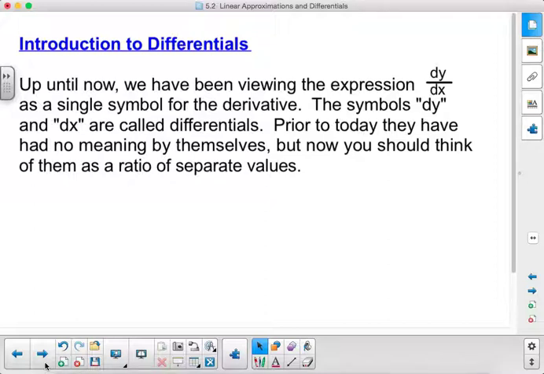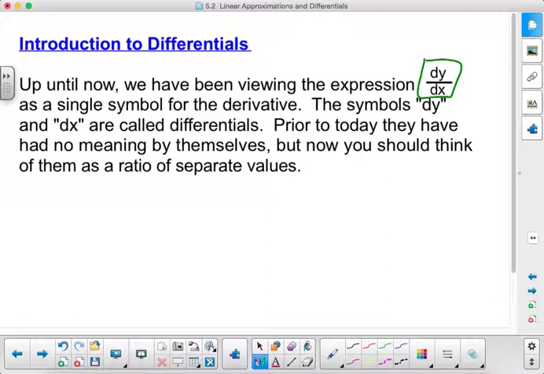So far in this class, we just did a lot of this. Up until now, you've been looking at things like dy/dx. So what does dy/dx mean? It's the derivative of y with respect to x. It's the change in my y over the change in my x.